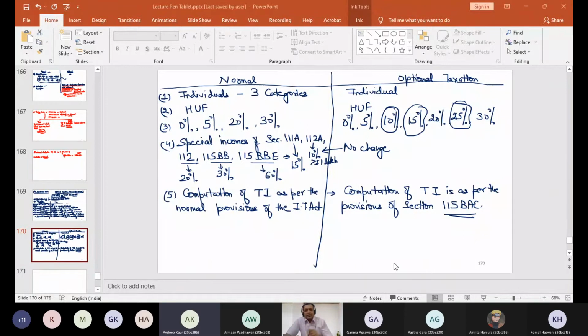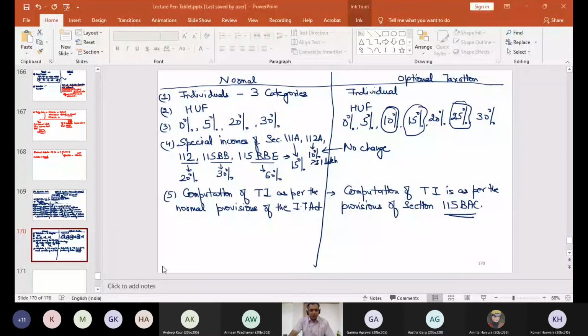Same rate. That means whatever are the slab rates given under optional taxation, those slab rates cannot be applied for special incomes. Under normal taxation also slab rates cannot be applied on special incomes. Under optional taxation also slab rates cannot be applied on special incomes. Those special incomes are having their own rates. Point clear? So fourth point doesn't change in optional taxation. It's the same in both, similar, whether it is optional taxation or normal taxation. Just like second point is also similar, HUF. First and third are having changes.